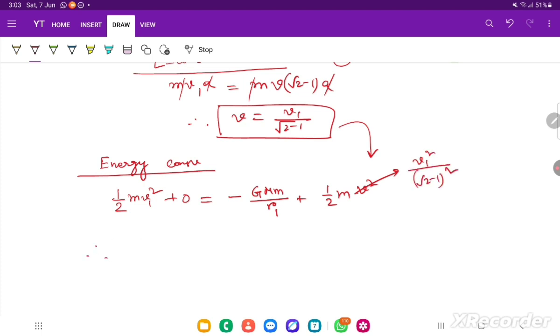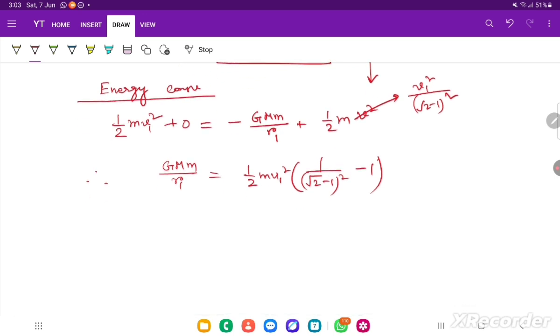So rearranging the terms, we'll get GMm upon r1 equals half mv1 square. If we take that common, we'll get 1 minus 1 upon (√2 minus 1) whole square, all minus 1. All these are constant terms, so we are not bothered to calculate anymore. So now I will just check the proportionality, because this G capital M small m will be the same for both the cases, and this is also a constant part. This half m is also a constant part.